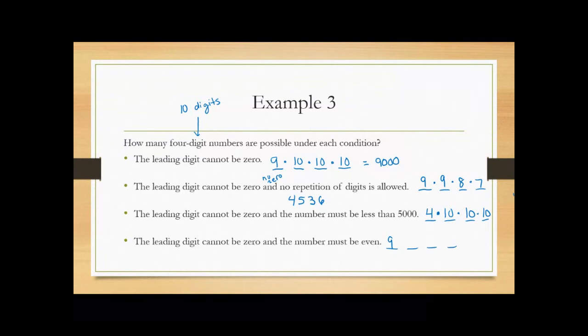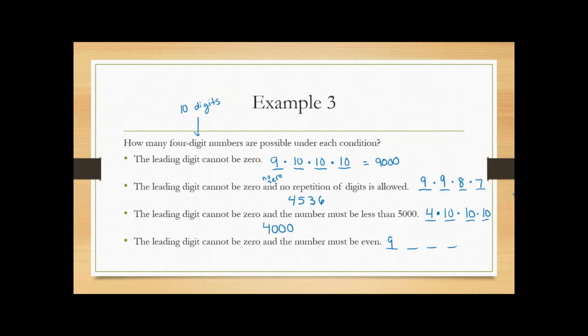So there's 4 options. So when you multiply this together, there are 4,000 different ways that you can write a number less than 5,000 with the fact that the leading digit cannot be 0.